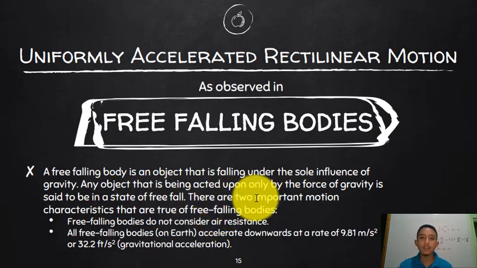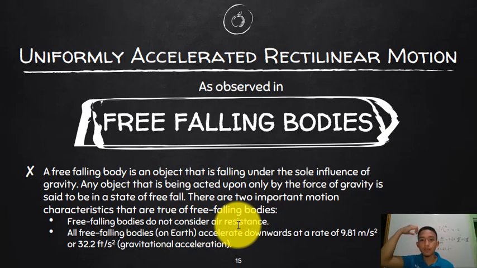Okay, there are 2 important motion characteristics that are true of free falling bodies. First, free falling bodies do not consider air resistance. Even though in actuality there should be air resistance, for this topic in free falling bodies, let's just analyze it as plain no air resistance. So there is a falling body, and that is just caused by the gravity pulling the body going down.